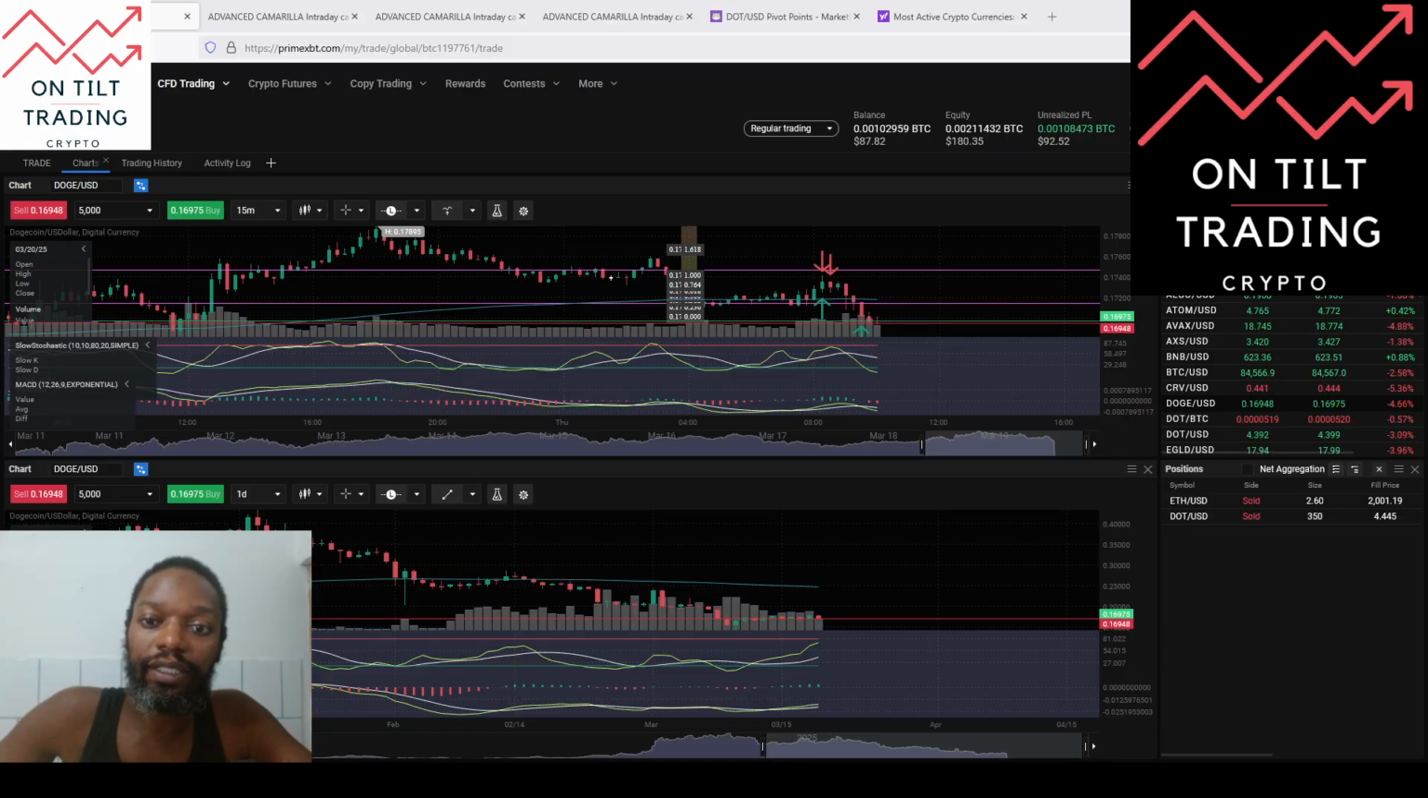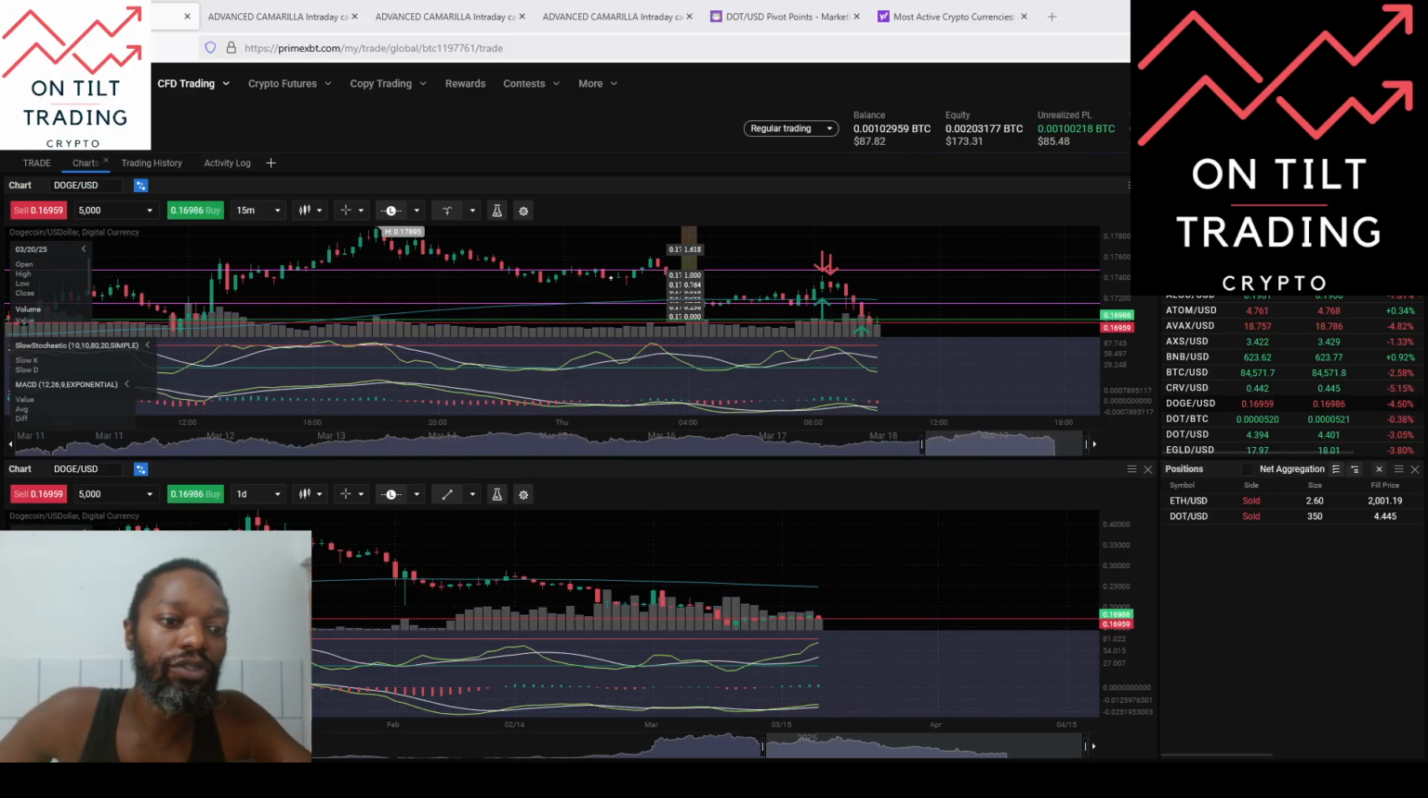These purple lines that you see here are Camarilla pivot points. This is Camarilla pivot S3, and this is Camarilla pivot S4. Also, this blue line that you're seeing right here is the 200 exponential moving average.